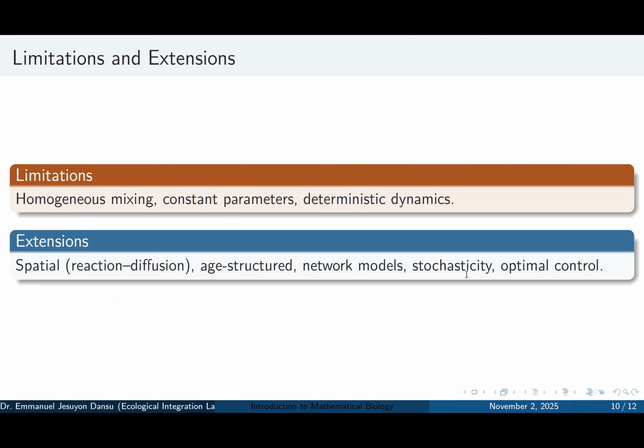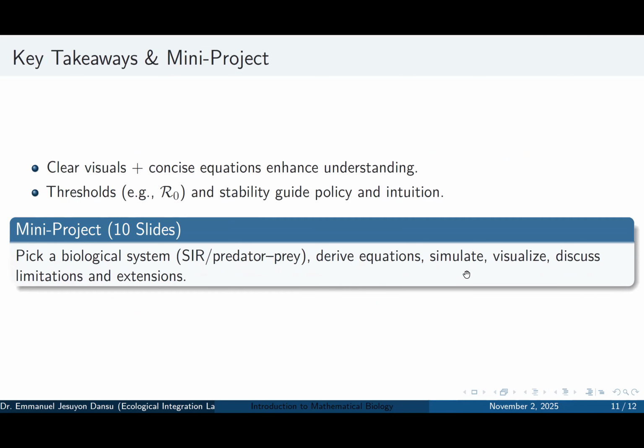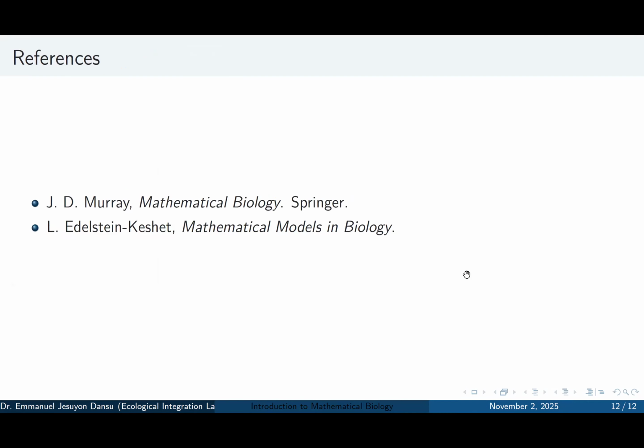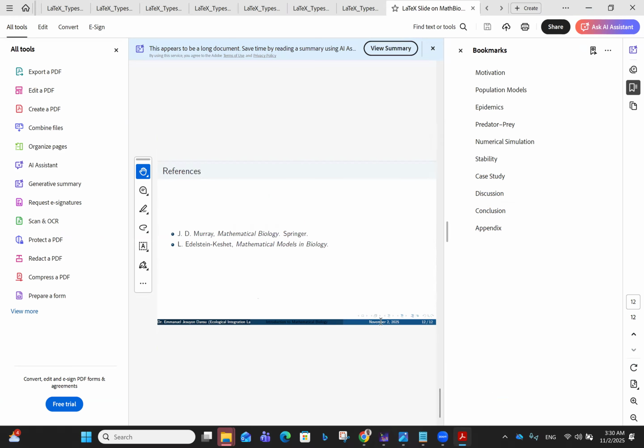So limitations and extensions: homogeneous mixing, constant parameters, and deterministic dynamics. Those are some limitations. Extensions, we can do spatial reaction-diffusion, age-structured network models, stochasticity, optimal control. Then key takeaways and mini project: clear visuals plus concise equations enhance understanding; thresholds, e.g. R0, and stability guide policy and intuition. Pick a biological system. So if you want to do your own, pick a biological system like SIR or predator-prey, derive equations, simulate, visualize, discuss limitations and extensions, right? So we have references. So that's a very simple one. Okay, it's up to 12 pages here.